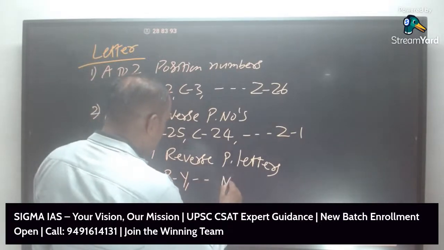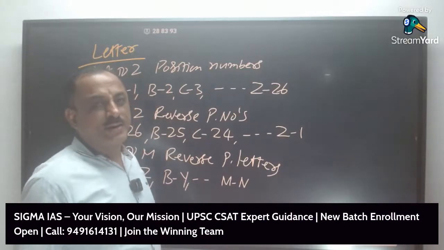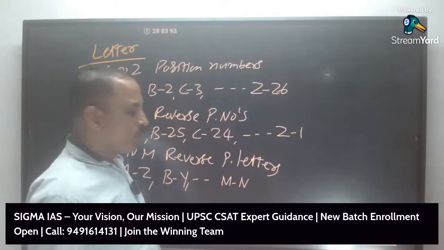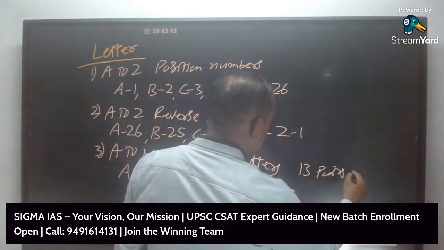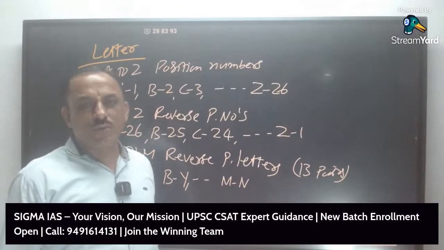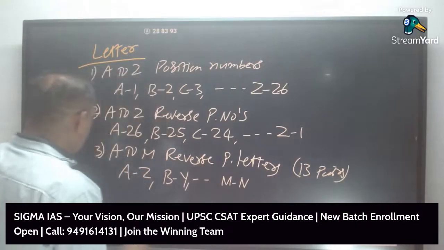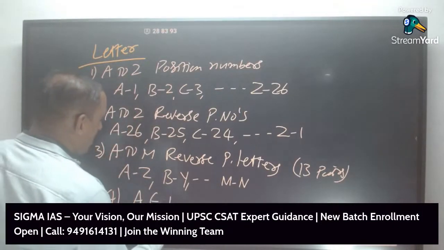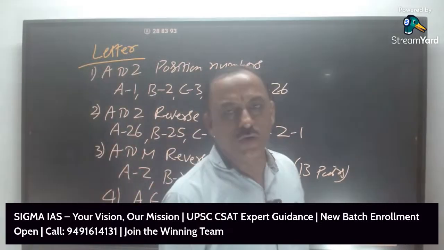Up to M, M is the 13th letter, N is the 13th letter from last. M reverse position is N, N reverse position is M. So here only 13 pairs of letters are there. If you know from A to M, the remaining are very easy, just reverse. And finally, the last one is the fourth point: the vowels in English alphabets. Already you know that is A, E, I, O, U.